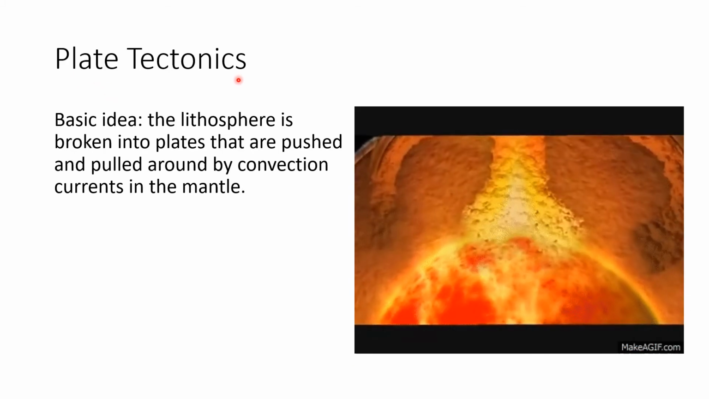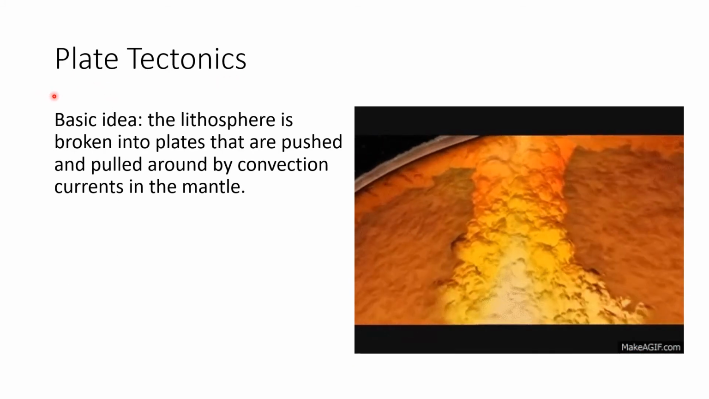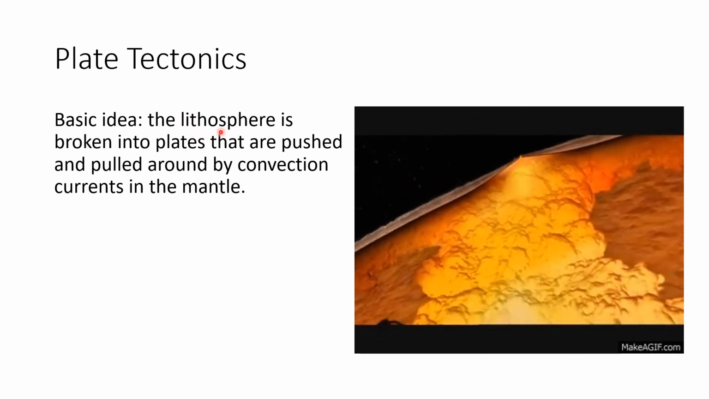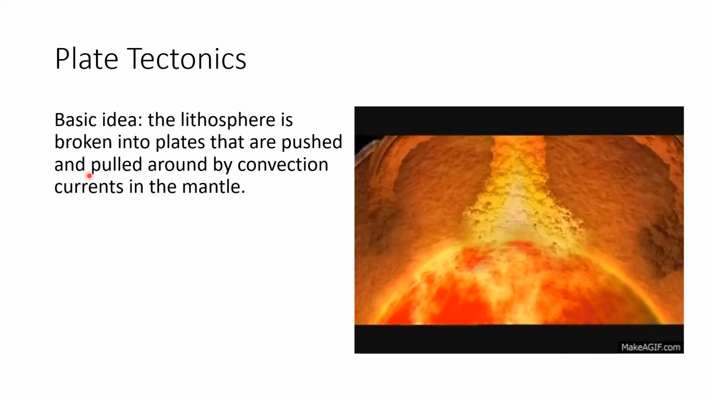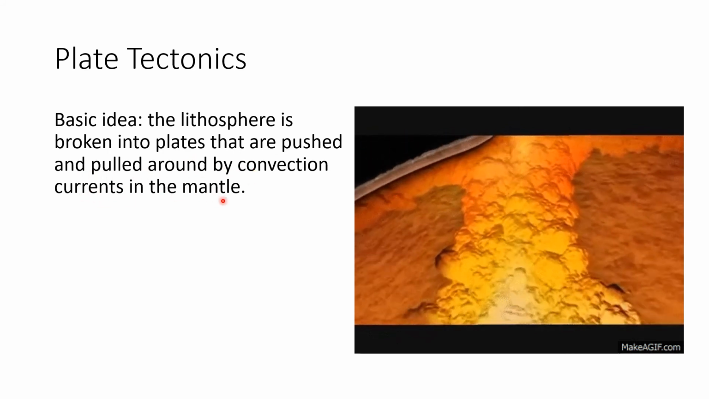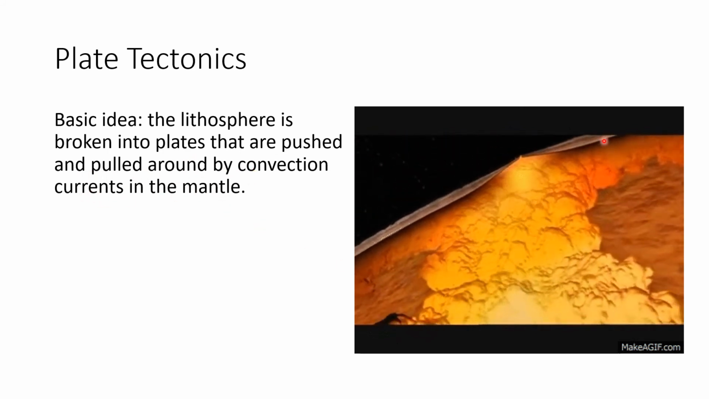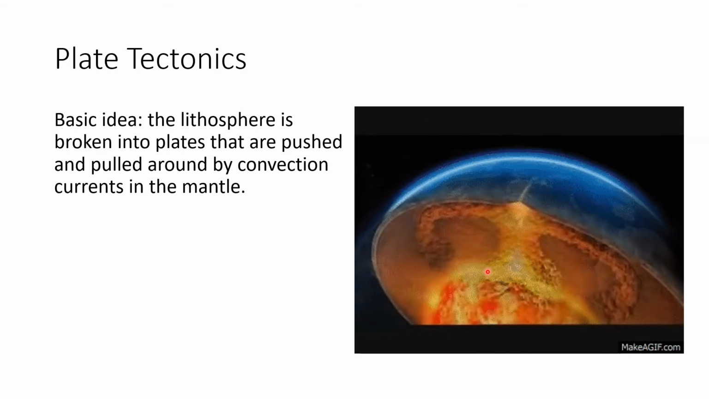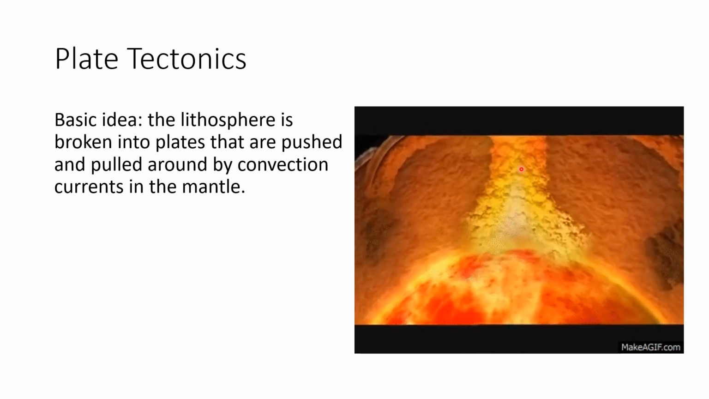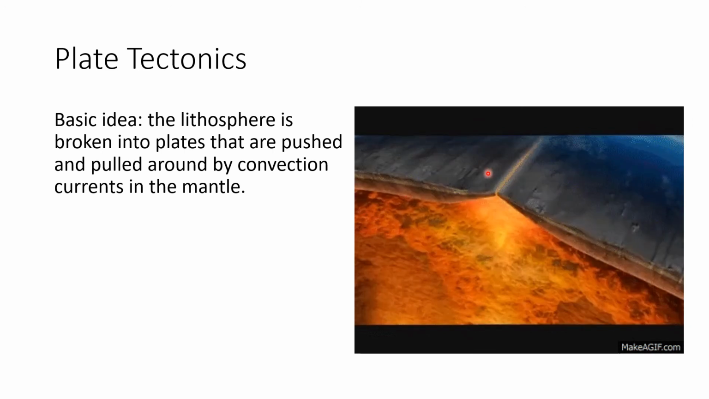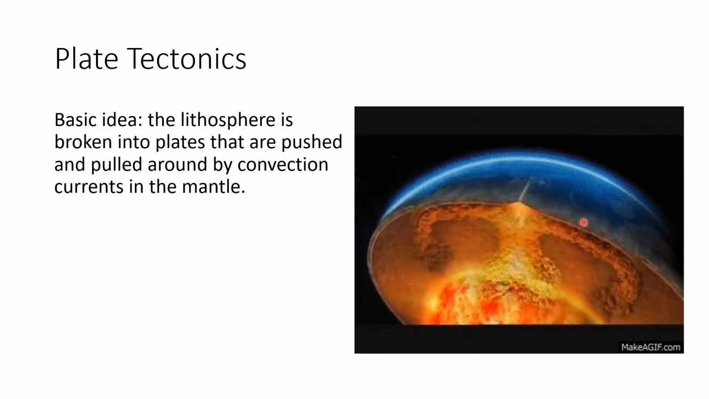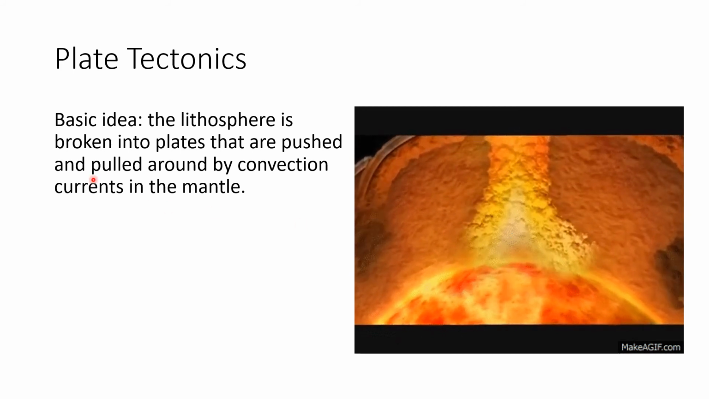Okay, moving on to plate tectonics now. The main idea of plate tectonics is that the lithosphere or crust is broken into chunks that we call plates, and these plates are pushed and pulled around by convection currents that occur in the mantle and the asthenosphere, which you can see in this animation. Here's this process of convection. This rock is rising, and then as it rises, it diverges, and then the chunks of plate on top are being pushed and pulled on top of those convection currents.